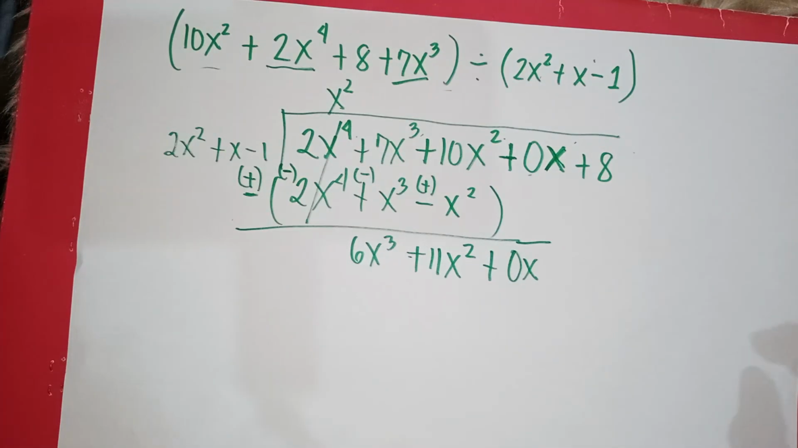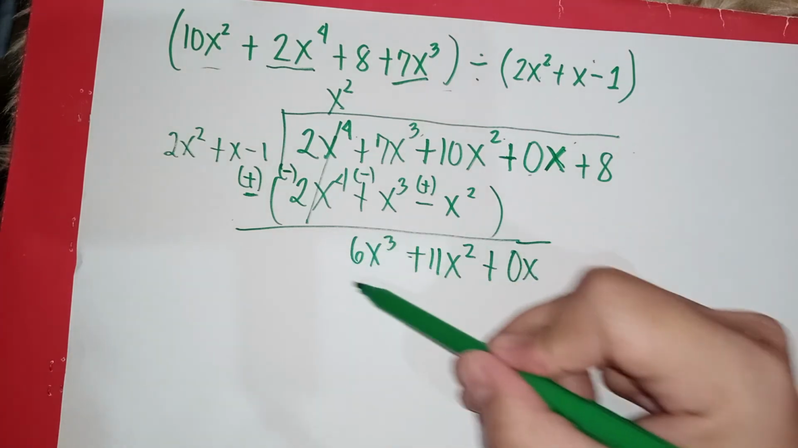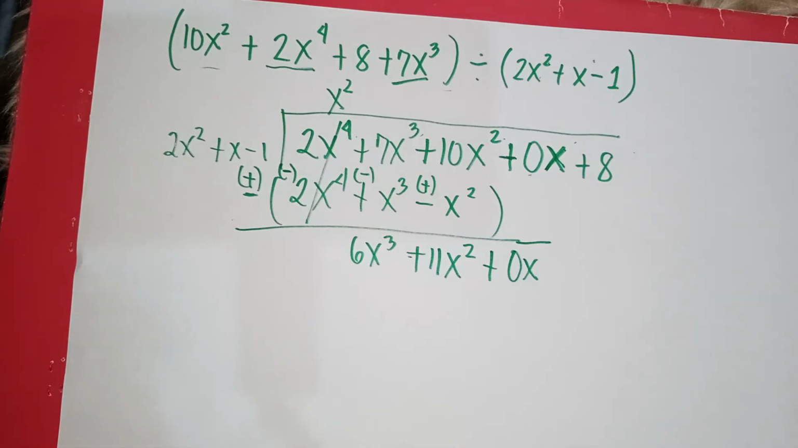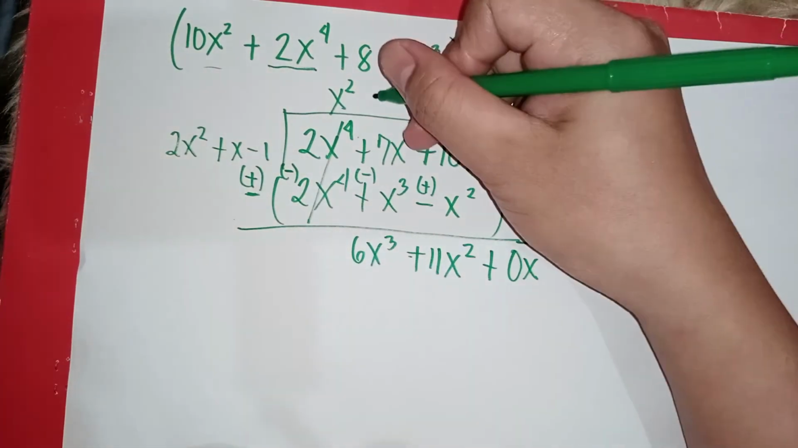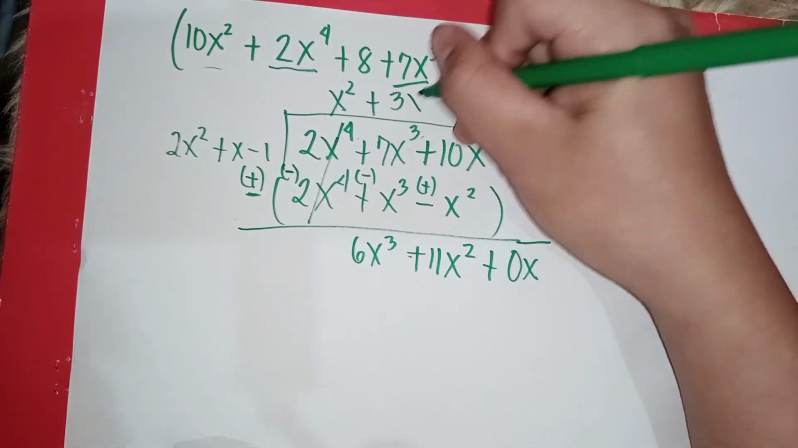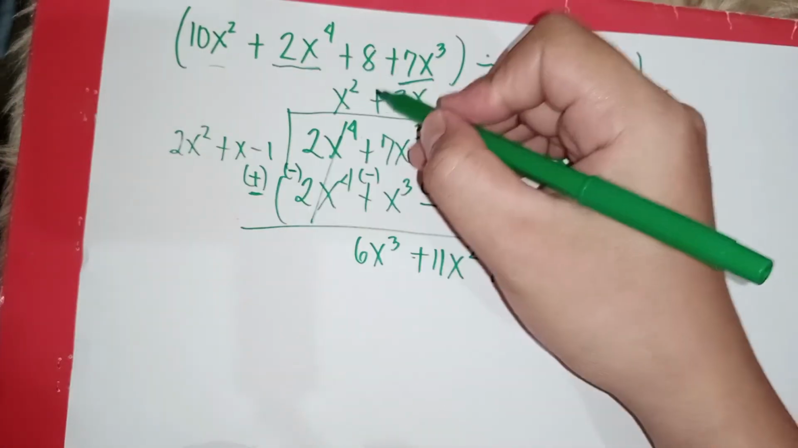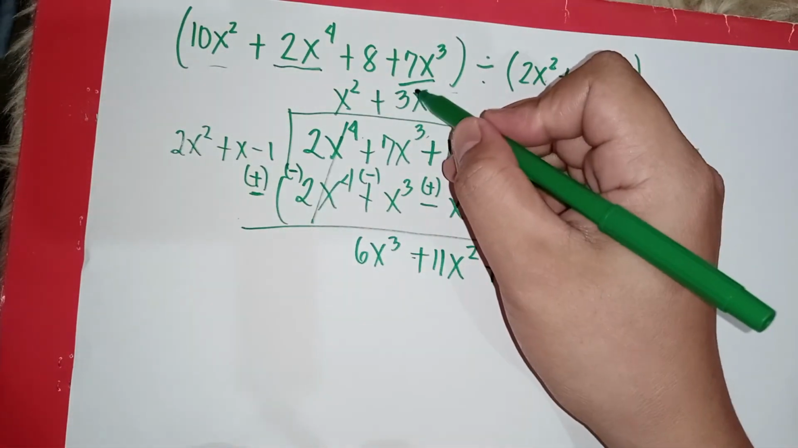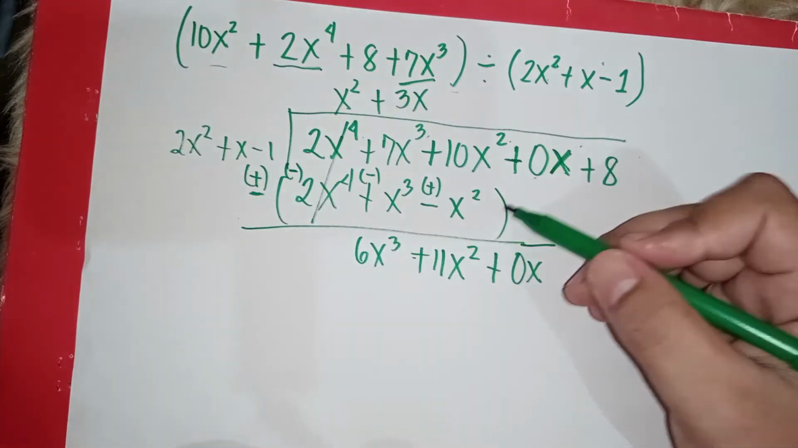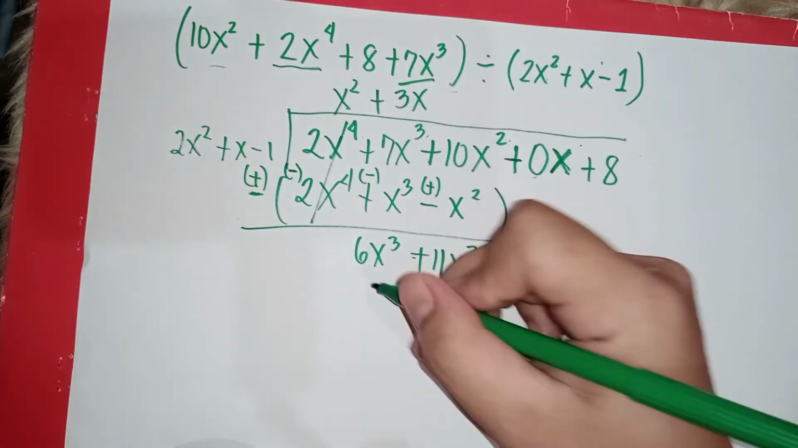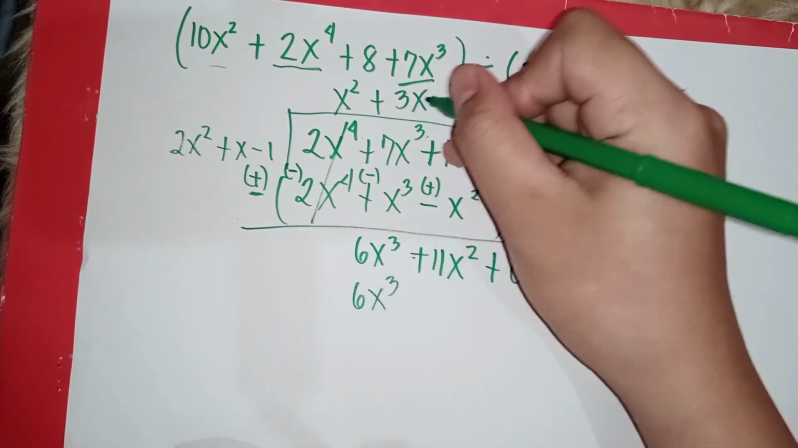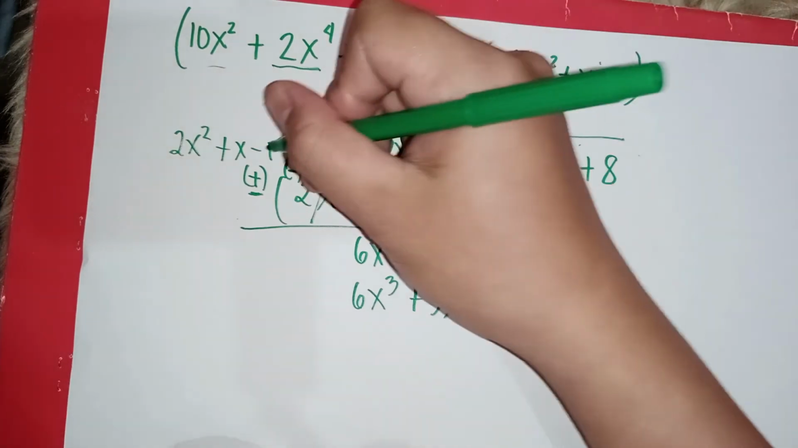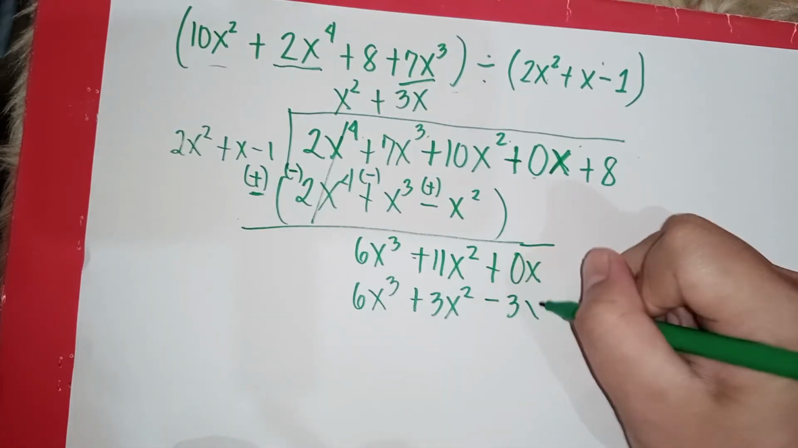Okay? So, what we're going to do next, we are going to divide the first term of this by the first term of our divisor. So, 6x cubed divided by 2x squared is we have plus 3x. Okay? 6 divided by 2 is 3. X cubed divided by x squared is x. So, 3x. So, again, we multiply this 3x to the divisor. 3x times 2x squared, that is 6x cubed. 3x times x, that is positive 3x squared. 3x times negative 1, that is negative 3x.